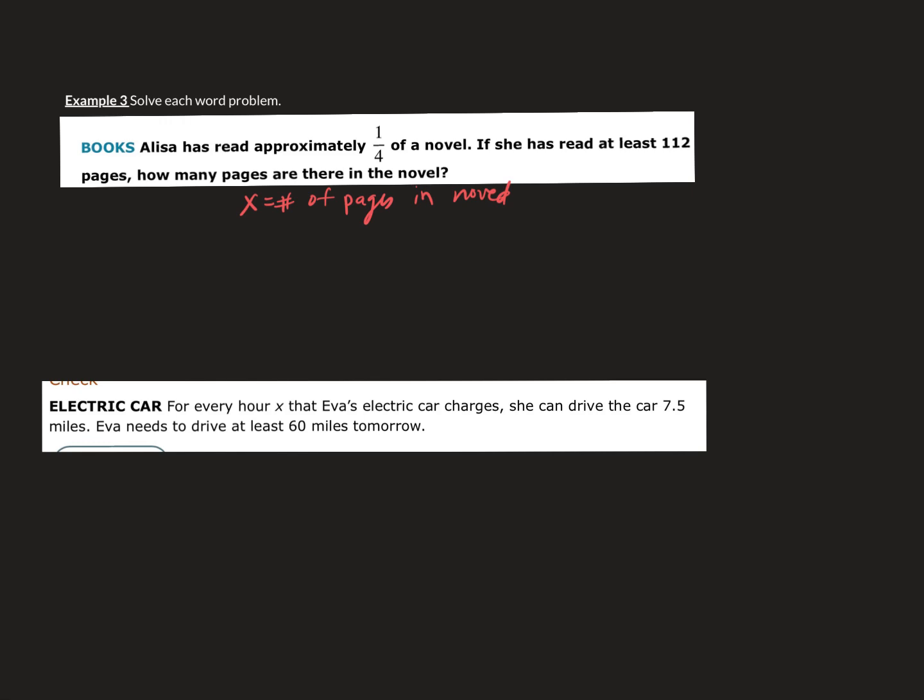Elisa has read approximately 1/4 of a novel. So 1/4 times X is going to equal 112. How many pages are there in the novel? So X is the total pages in the novel. She's read 1/4 of those. Multiply both sides by 4. So X will equal 448 pages.